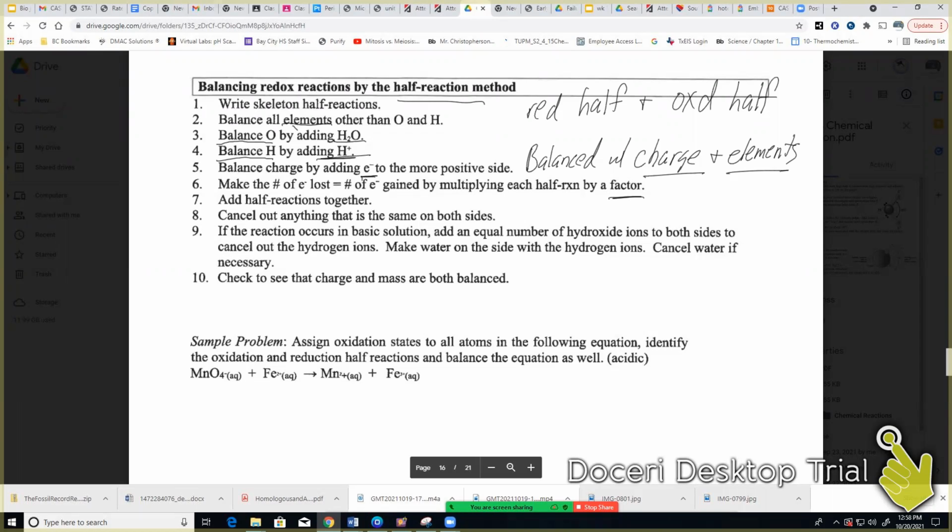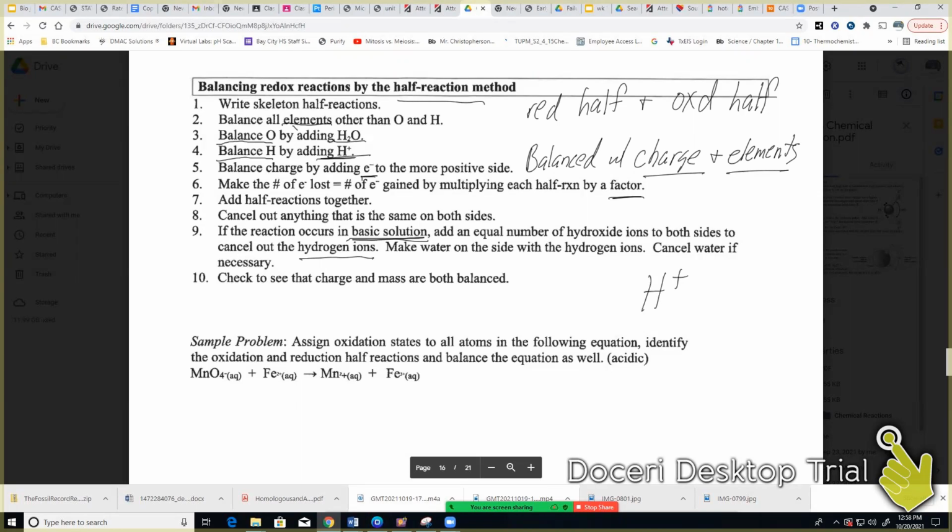Add your half reactions together, then cancel out anything that you can on both sides, kind of like our net ionics. If the reaction occurs in basic solution, and we definitely won't get to that today, then you're going to add an equal number of hydroxide ions to both sides so that you can cancel out all those hydrogen ions. Because remember, H plus represents an acidic solution. You're going to make water on the side with the hydrogen ions, and then if possible, cancel those out. And when you're all said and done, you should be balanced with regard to both charge and the elements. It's a lot of steps, huh?